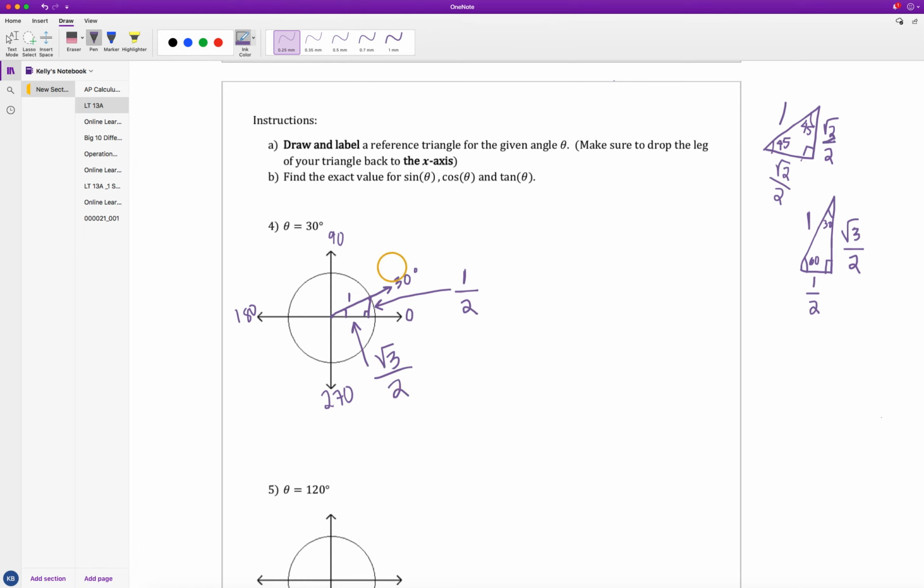This has now completed kind of our step A. We've drawn the triangle, we've labeled all three sides, and we have our reference angle in play. The next thing I have to do is figure out, well, what is sine, cosine, and tangent of each one of these? So let's start with sine of 30 degrees. Well, this is where our SOHCAHTOA phrase is going to come in handy. So let's write it out up here so we have it for reference.